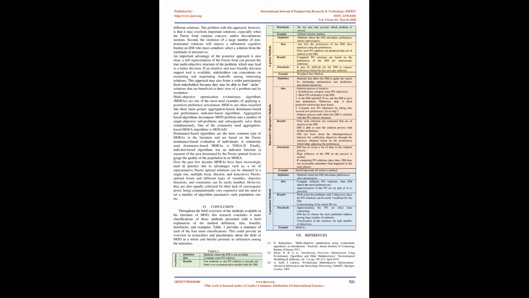6. Conclusion. Throughout the brief overview of the methods available in the literature of MU, this research concludes four main classifications of those methods, presented with a brief explanation of the method definition, idea, benefits, drawbacks, and examples. Table 1 provides a summary of each of the four main classifications. This could provide an overview to researchers and practitioners about the field of MU as a whole and thereby promote its utilization among the industries.